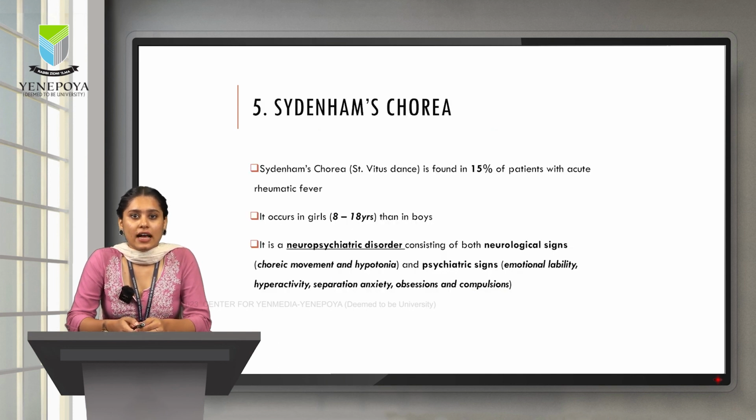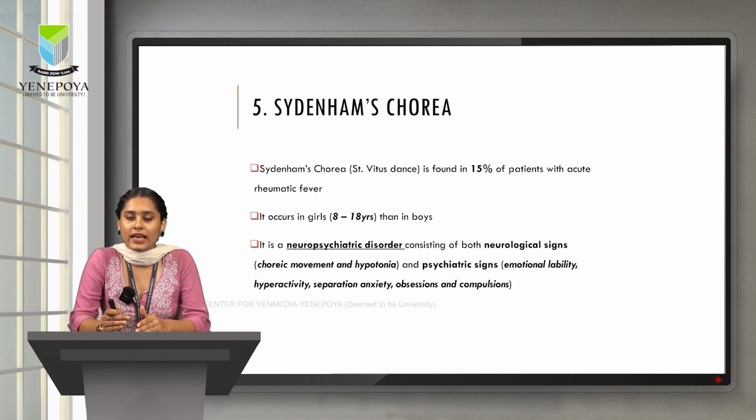Moving on to the last major criteria, which is the Sydenham chorea. Sydenham chorea was previously called St. Vitus dance. That was the previous name, but right now it is most commonly called Sydenham chorea, which occurs in about 15% of the patients who are affected with acute rheumatic fever. It occurs especially in girls around the age of 8 to 18 years compared to boys. So it most commonly affects girls.